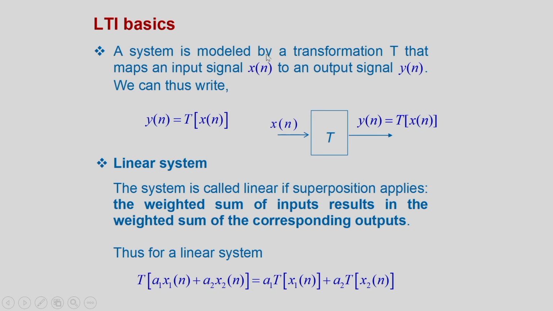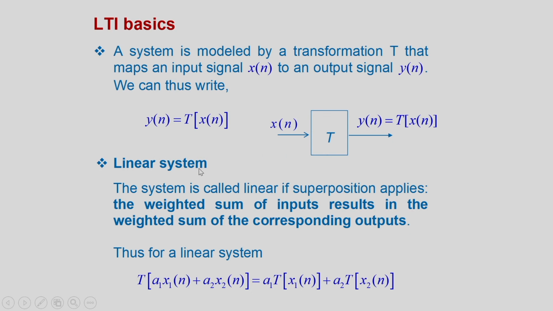A system is modeled by a transformation T that maps an input signal x[n] to an output signal y[n], and we write y[n] = T{x[n]}. Thus, if x[n] is the input, the system is modeled by a transformation T and y[n] = T{x[n]} is the output. So, we know what is a system. A system is basically modeled by a transform.